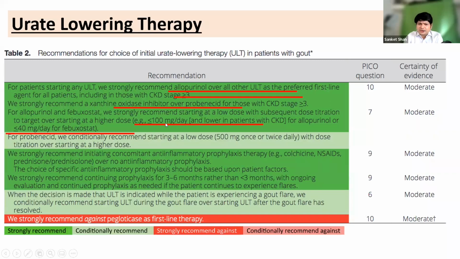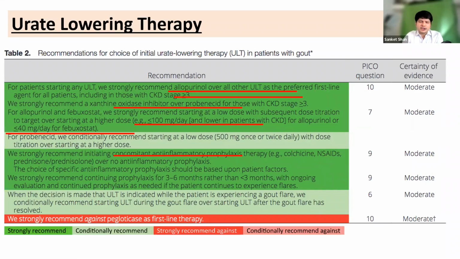Same way, the starting dose is 100 milligram per day or less in CKD patients, and 40 milligram per day or less in your patient with the febuxostat treatment. Okay, so the next thing that comes is anti-inflammatory prophylaxis. This is again a very important point to consider.